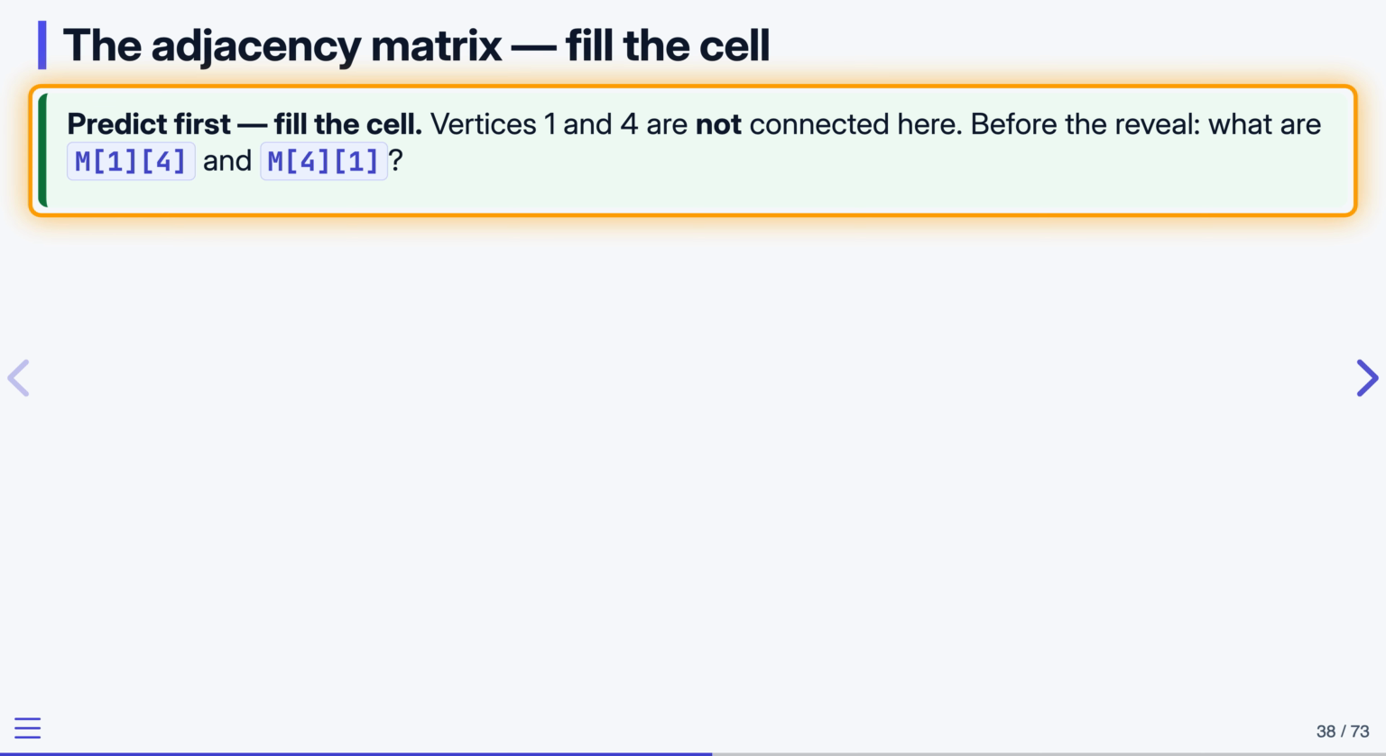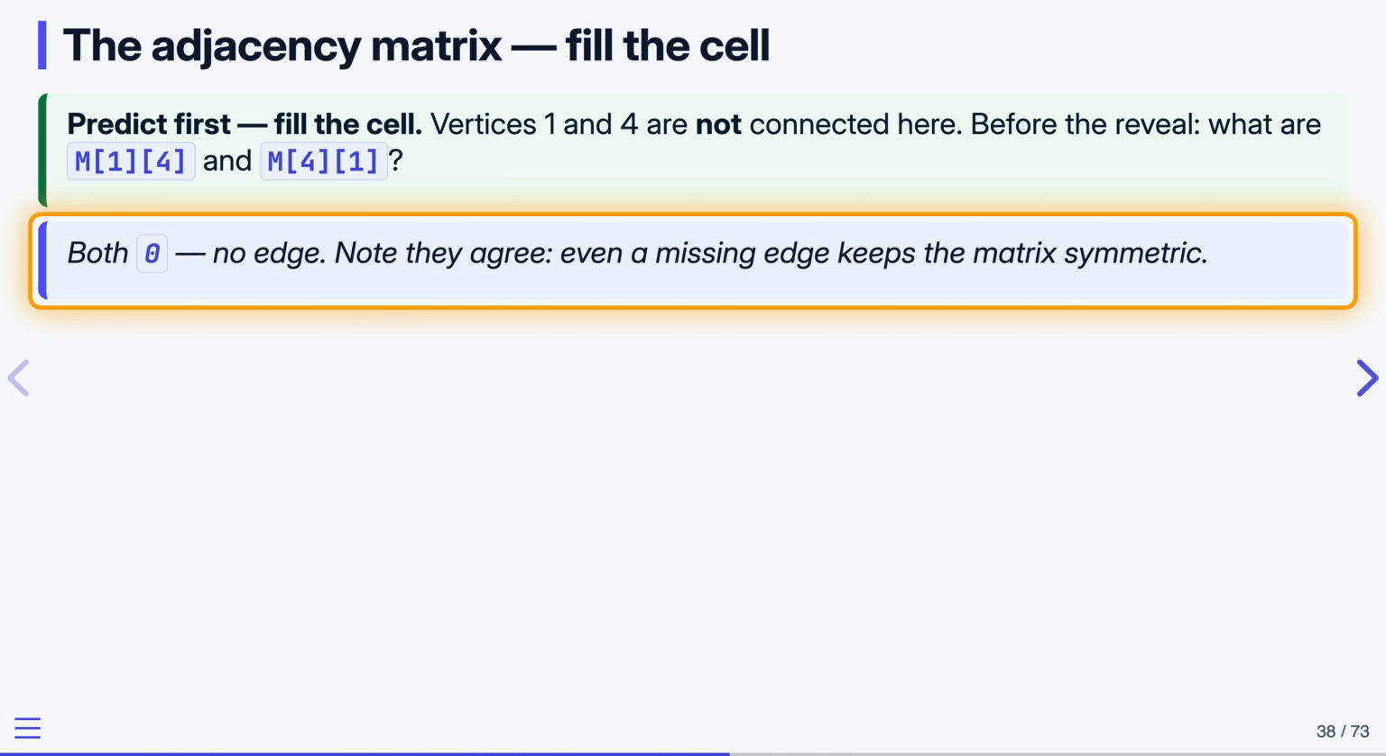Let us predict before the reveal. Vertices 1 and 4 are not connected in this graph. So what are M at row 1 column 4 and M at row 4 column 1? Pause and answer. Both are 0 because there is no edge. And notice they agree with each other. Even a missing edge keeps the matrix symmetric.